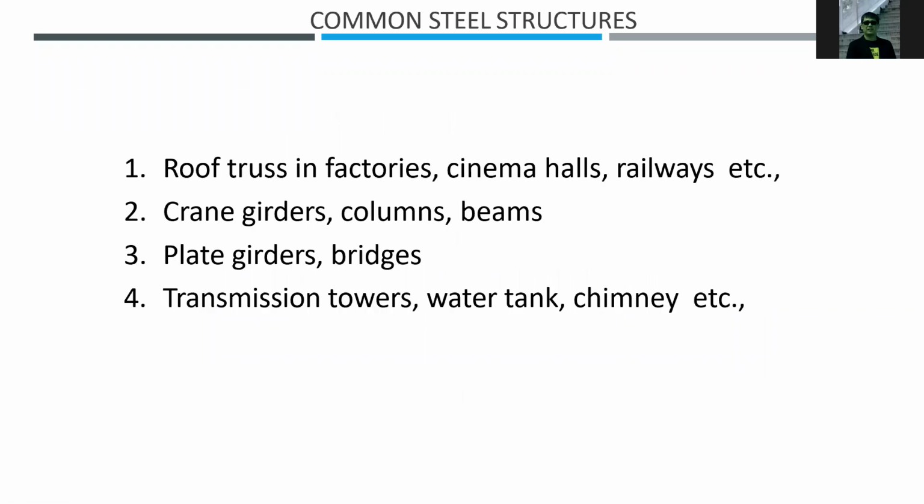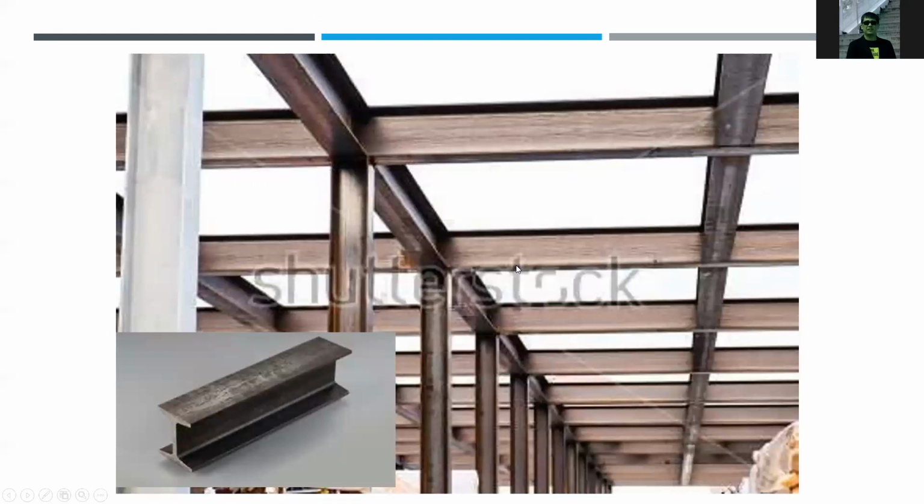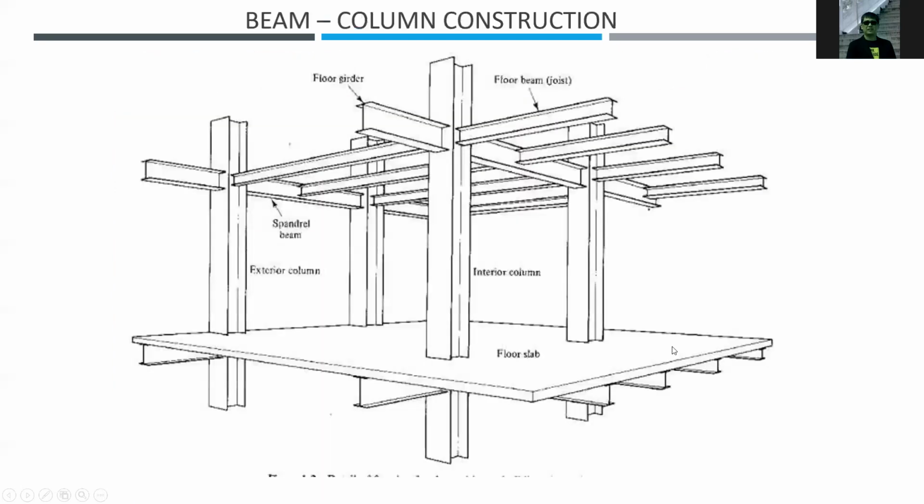Common steel structures we have are the roof truss in factories, cinema halls, railways, crane girders, columns, beams, plate girders, bridges, transmission towers, water tank, chimney, and others. So these are samples of steel members interconnected to create a frame. So this is an I section. This is also a drawing of a steel and concrete slab. This is the floor slab. You have supports that are all made of steel.